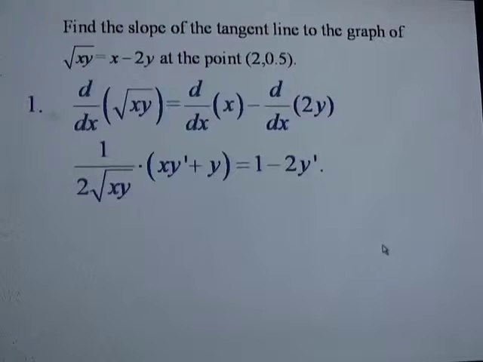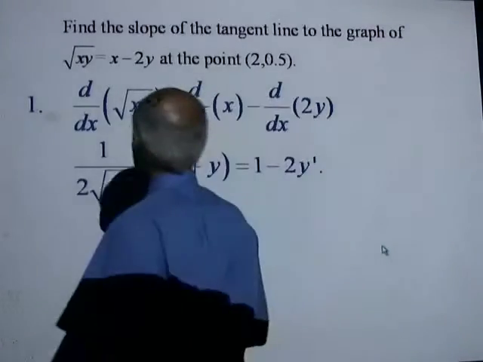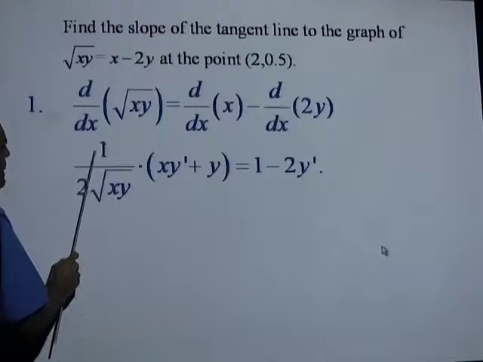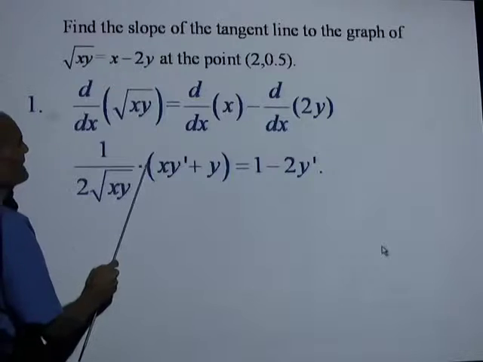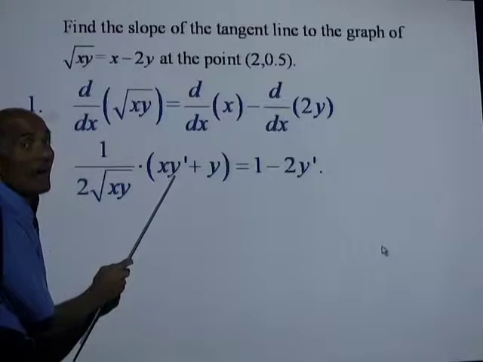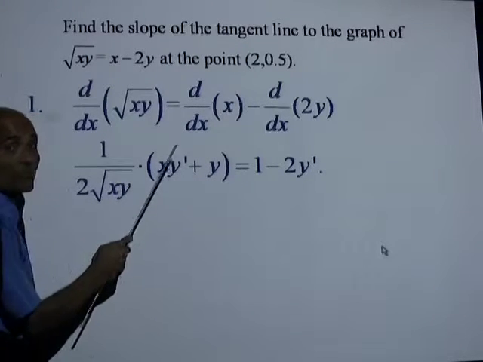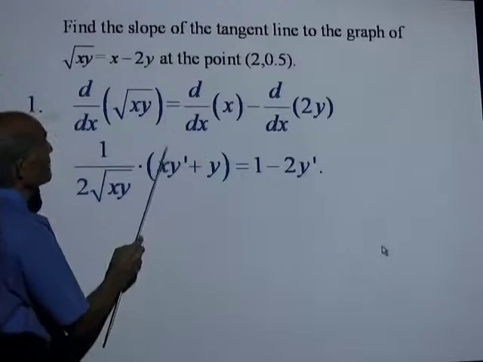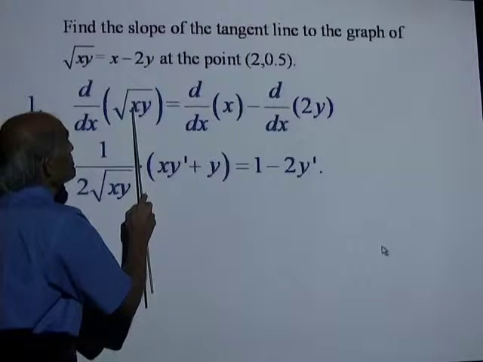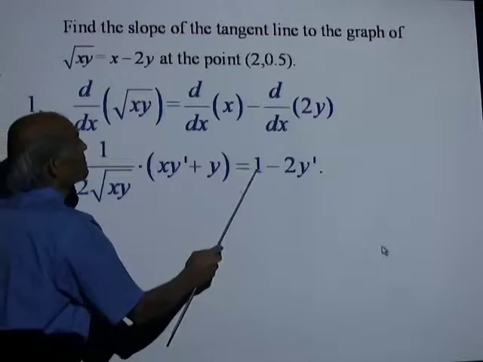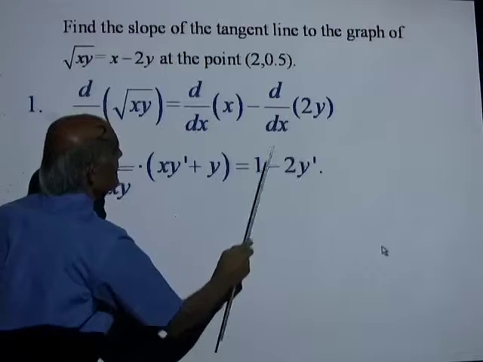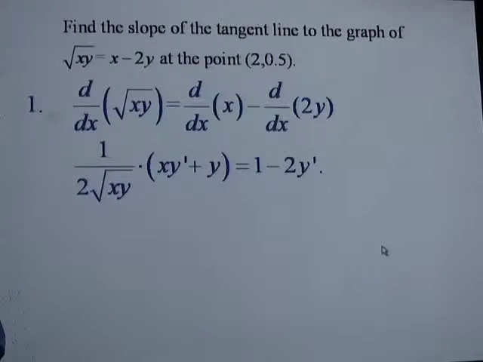So, we have 1 over 2 square root y. The derivative of this will be 1 over 2 square root xy times the derivative of xy. Now, instead of dy by dx, I have used y prime. Y prime stands for dy by dx. That will be x times the derivative of y plus y times the derivative of x, which is 1, so that will be y, equal to 1 minus the derivative of x, which is 1, minus 2y prime. I hope that is clear.